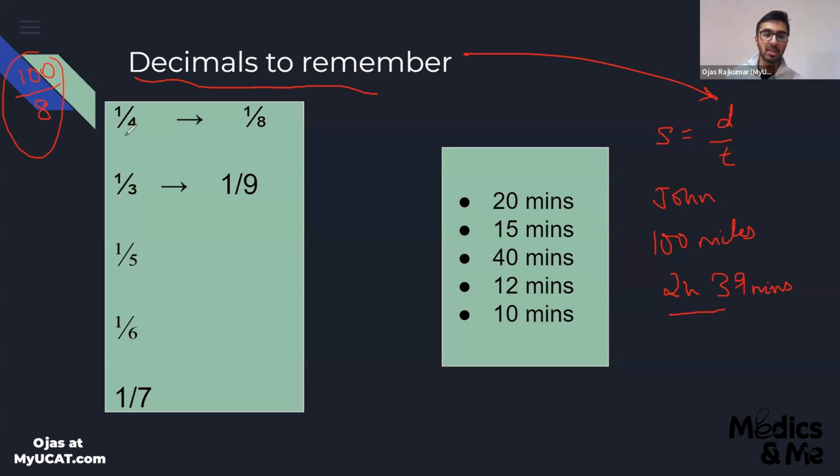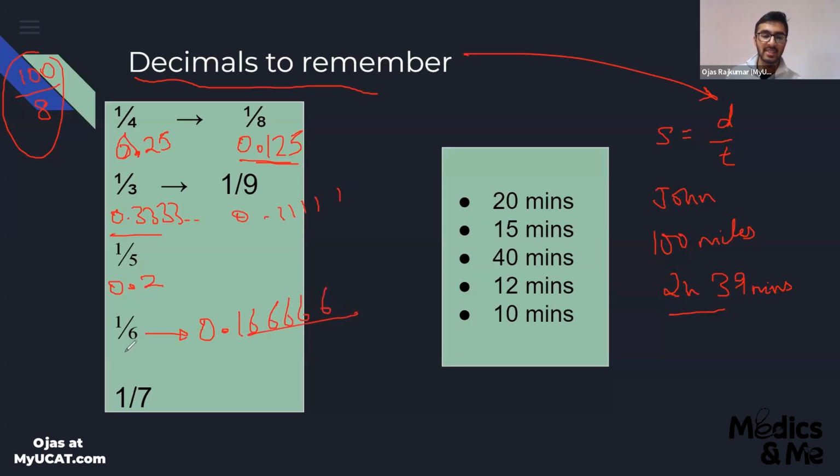So the decimals that you probably know are 0.25, 0.3333, 0.2. And so if we know that a quarter is 0.25, what's an eighth going to be? What do we think? Great, it's just half of a quarter. So 0.125, that's how you're going to remember it. If a third is 0.3 recurring, what's a ninth? Yeah, 0.1 recurring.